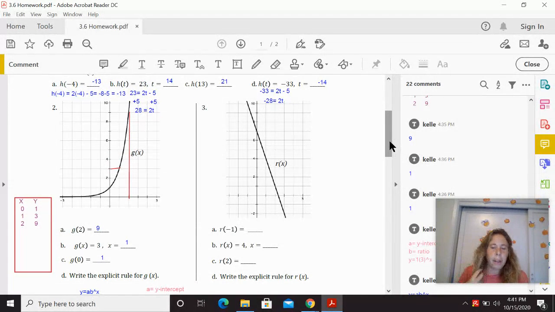So same idea, you're analyzing the graph. This is r of x, this line. The function is called r of x. So when x equals -1, what is y? -1. Y is, it looks like it hits it at 10. Okay.